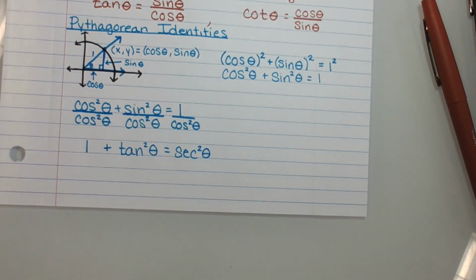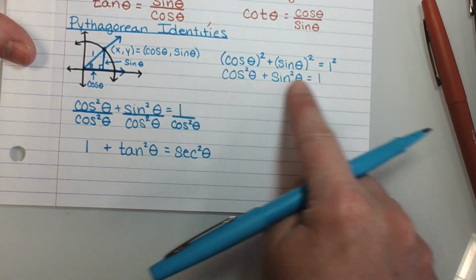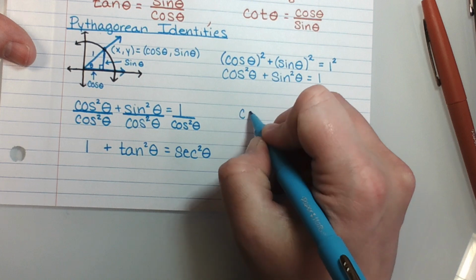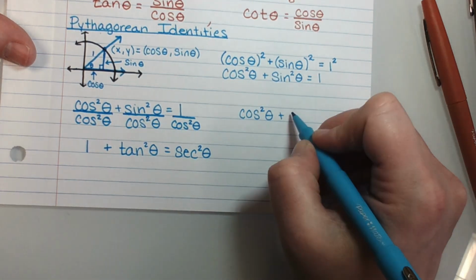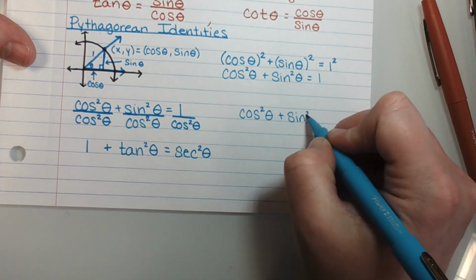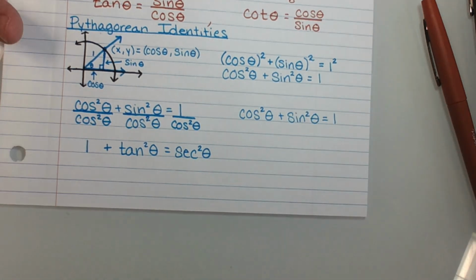The third Pythagorean identity also gets built in a similar manner. Cosine squared theta plus sine squared theta is equal to 1. I start with that.